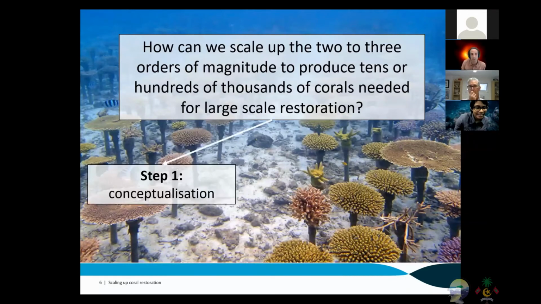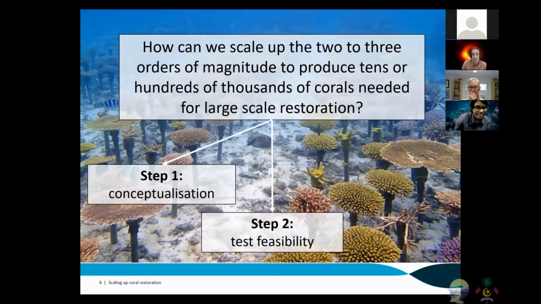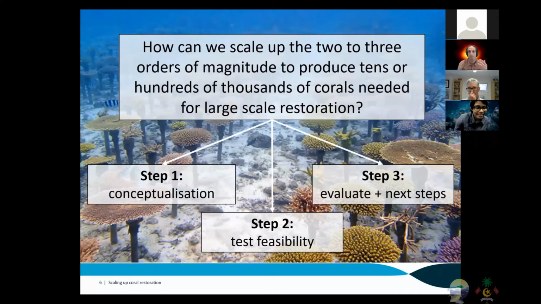The first step was modelling and conceptualisation of our technique. The second is to do some first empirical trials to test some feasibilities of this technique. And we had questions and assumptions in our modelling and conceptualisation that we needed to test before we were happy to move forward, which is the third step. That was to evaluate the empirical field trials, and then to move this forward and think about what needs improvement and how we are going to further this approach.